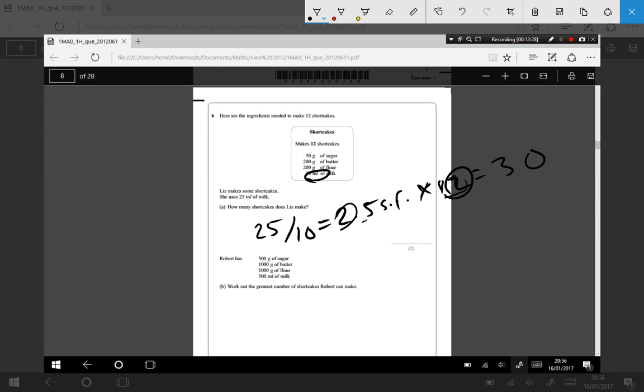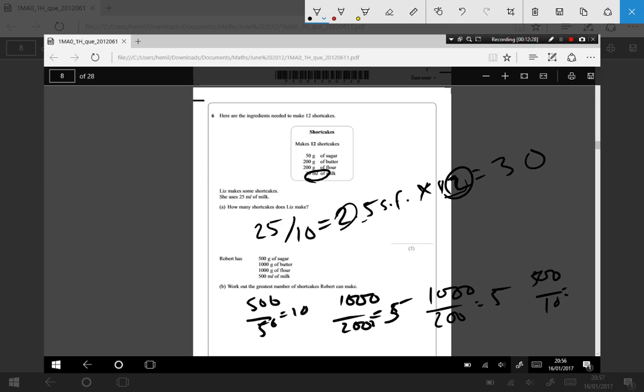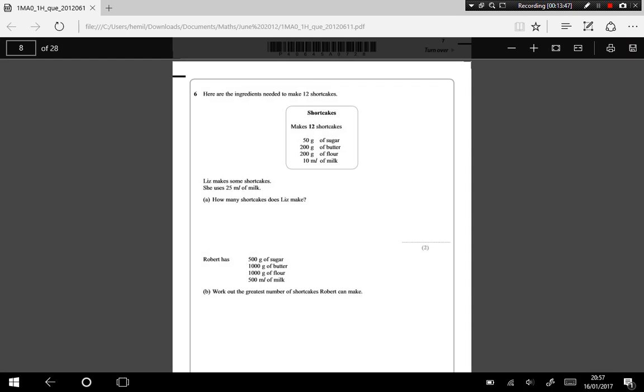Now, work out the greatest number of shortcakes Robert can make. So all you have to do is just find out each one of the multipliers. So 500 divided by 50 is 10. 1000 divided by 200 is 5. And 1000 divided by 200 is 5 again for the flour. And 500 ml of milk divided by 10, which is 50. So she can only make 5 times the actual amount. So 5 times 12 is 60, and so she can only make 60 shortcakes because she does not have enough butter to make any more than that. And that's all it is.